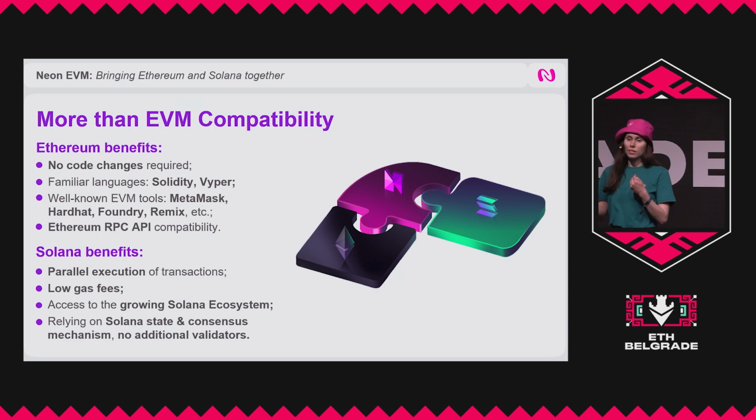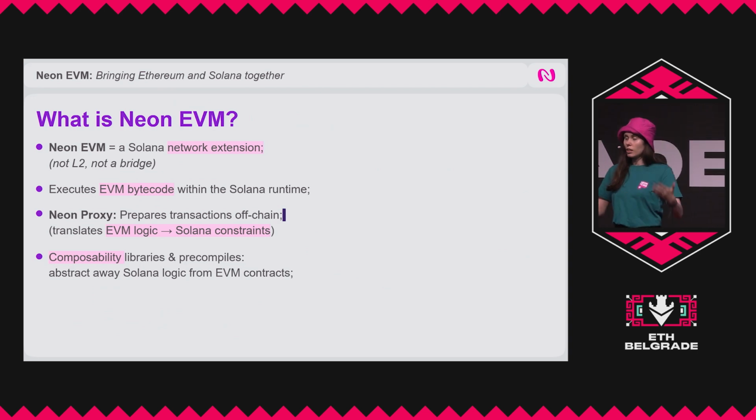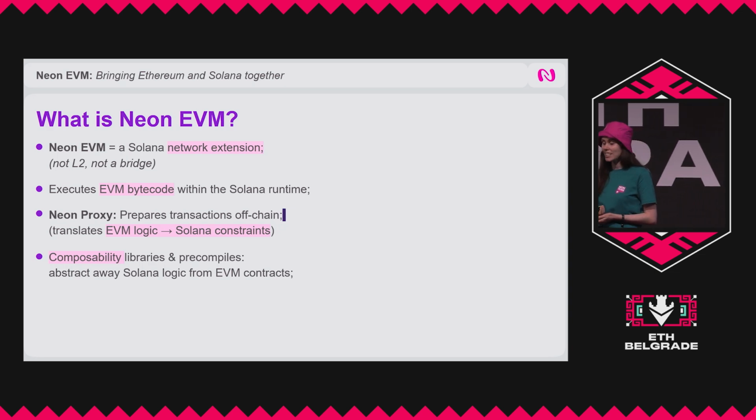You can use its parallel execution, its low gas fees in your app, and access the growing Solana ecosystem with a huge user base. So what is Neon EVM? How does it do all that?